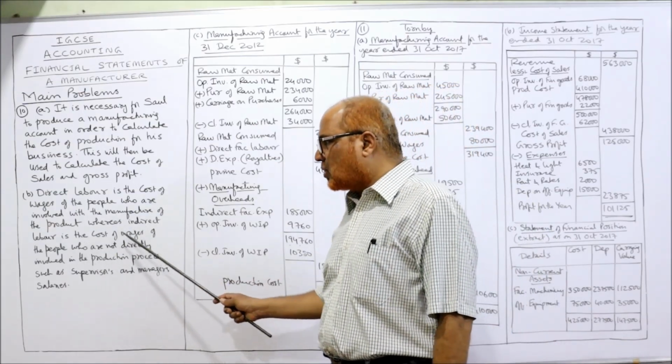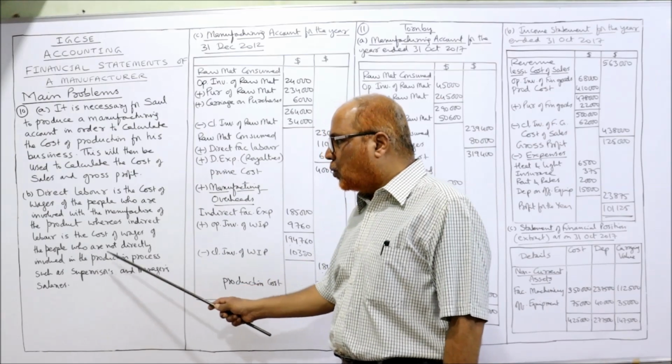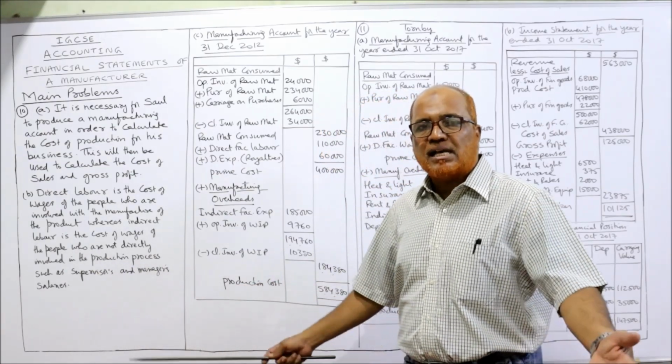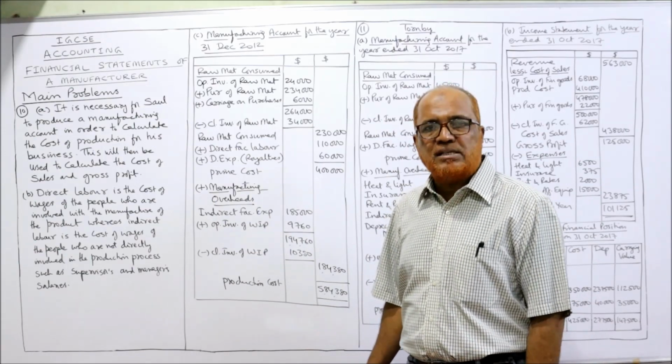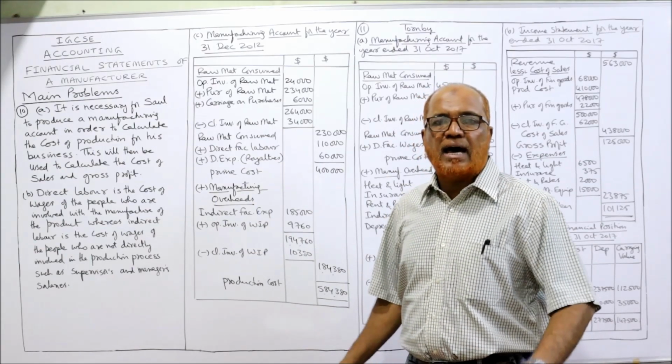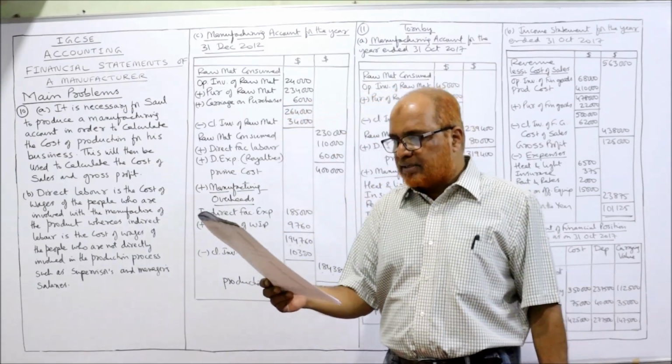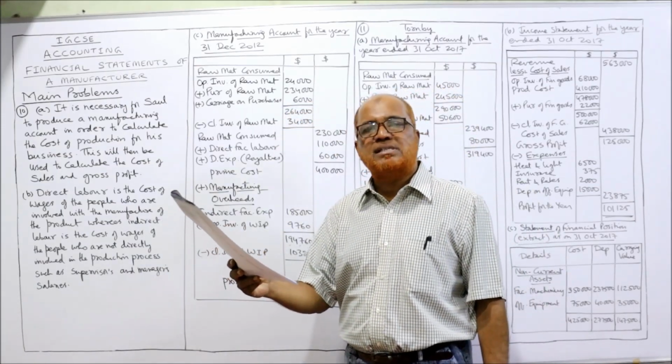Whereas indirect labor is the cost of wages of the people who are not involved directly in the production process, such as the salary of the supervisor, the salary of the manager, and the rent of the premises. So the first A bit is completed, B bit completed. Now I am coming to the C question.